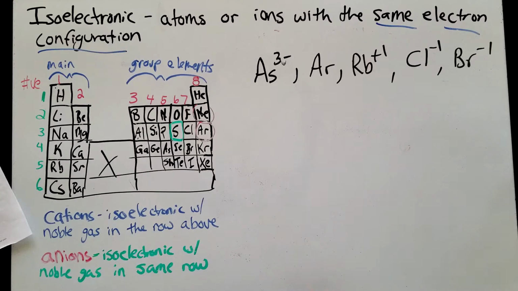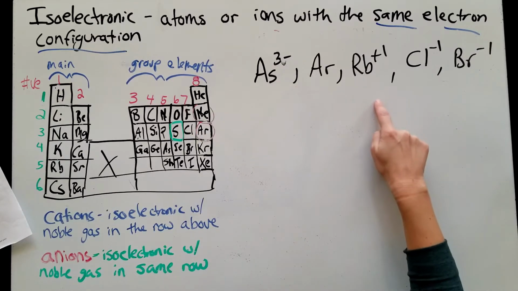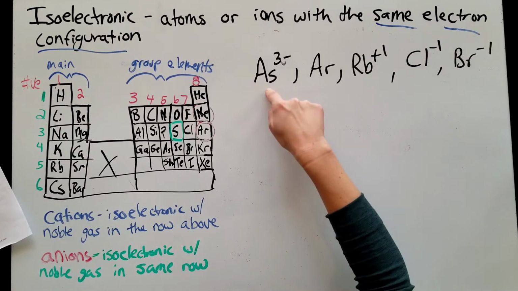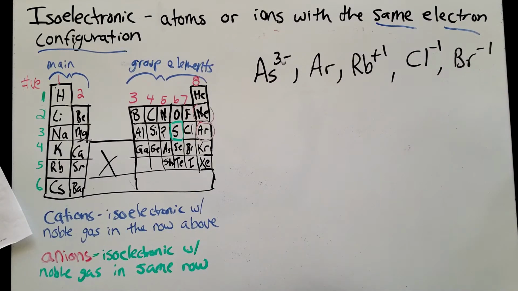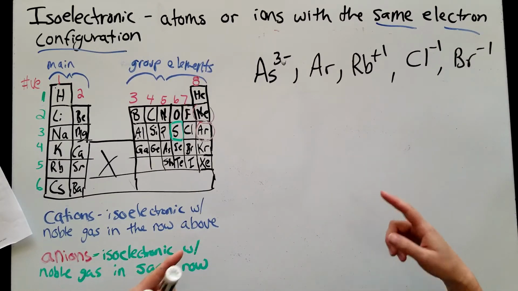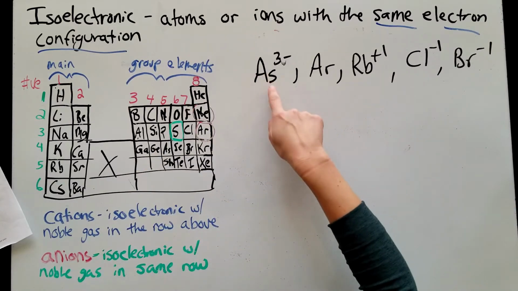So instead, I'm going to go through each example and figure out which noble gas each ion is isoelectronic with, and then I'll compare the noble gases to each other. Because if they're isoelectronic with the same noble gas, that means they're isoelectronic with each other. Okay, so let's start with arsenic.